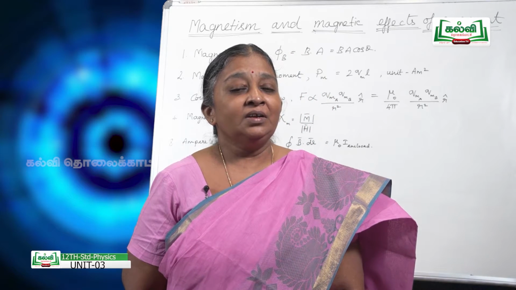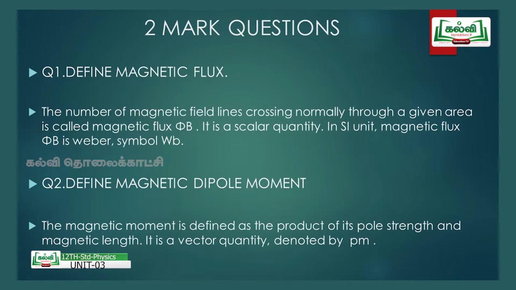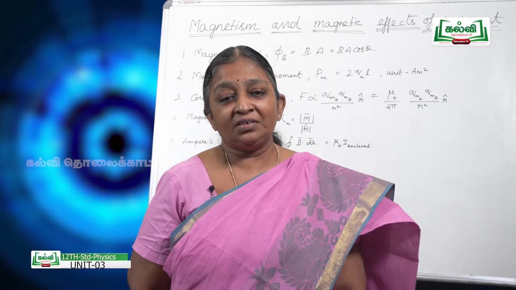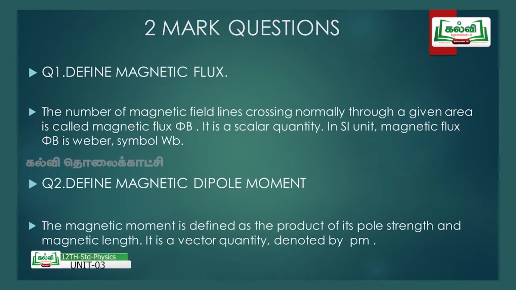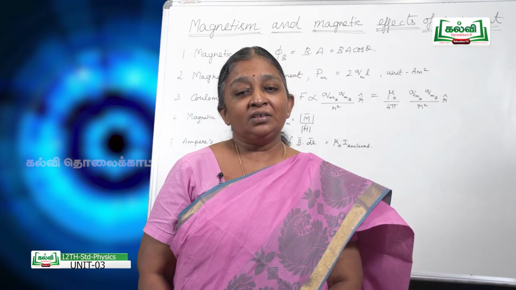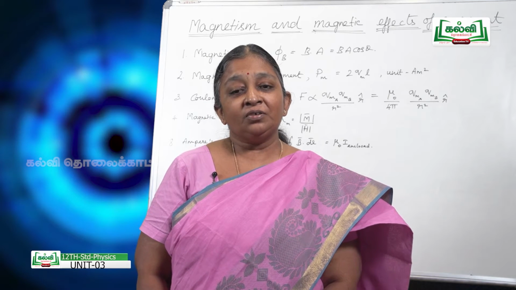First, I have selected: define magnetic flux. This is a question similar to the one we studied in lesson 1, that is electrostatics. Magnetic flux: the number of magnetic lines of force crossing normally through a given area is called magnetic flux, and it is denoted by the letter phi B. It is a scalar quantity and its unit is Weber, written as Wb. This is the statement. If you write the statement correctly, they will give you full marks.